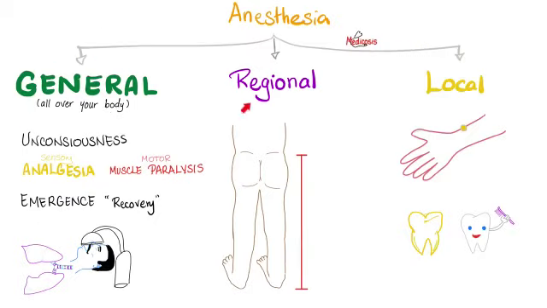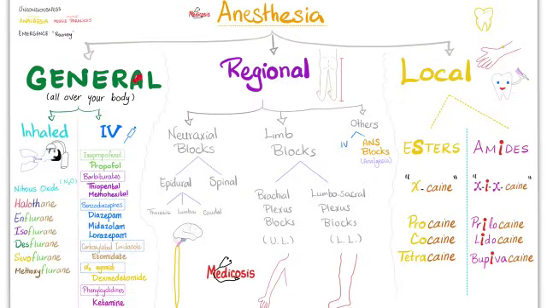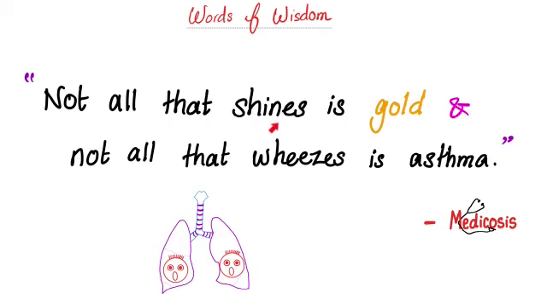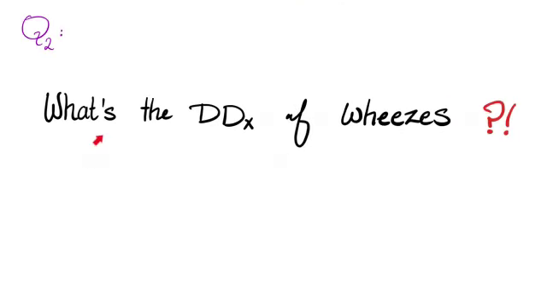Anesthesia is general, regional, or local. This is the most important chart in the entire video. Please memorize every single word of this. Not all that shines is gold, and not all that wheezes is asthma. So what is the differential diagnosis of wheezes? Let me know the answer in the comment section. You will find the correct answers in the next video.